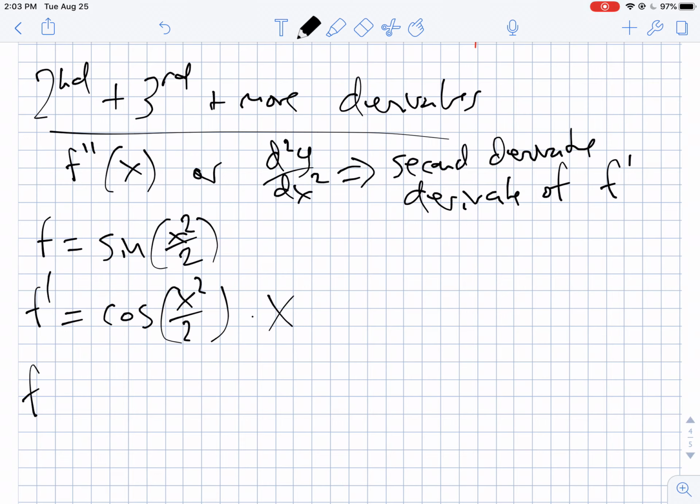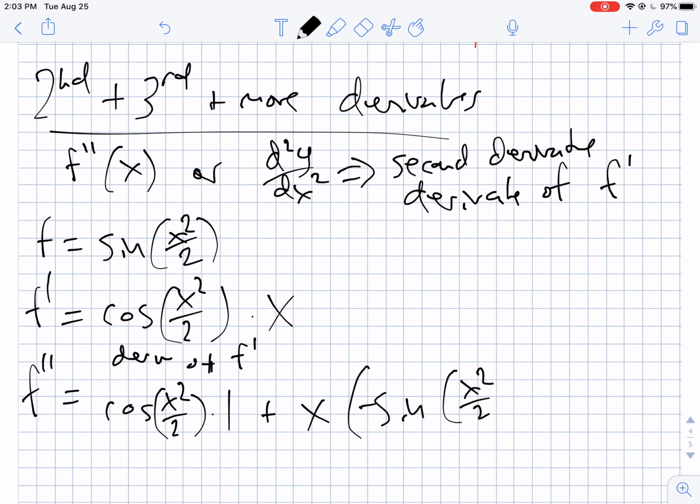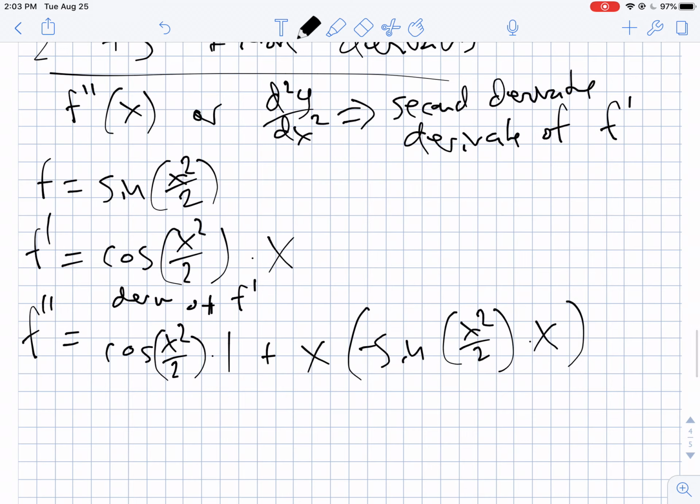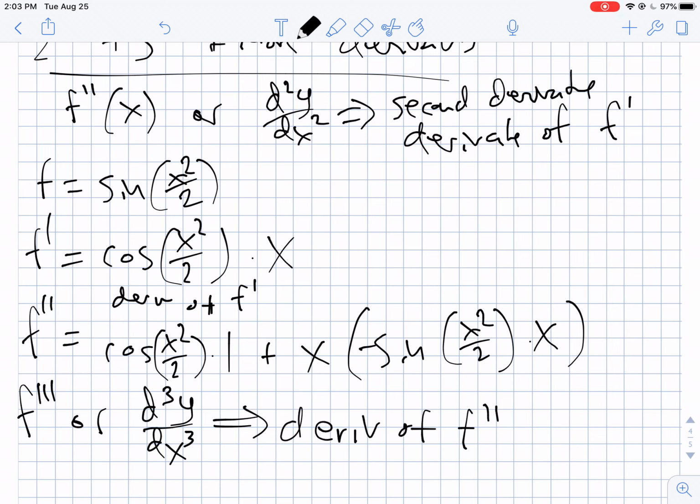Now if you want to get to the second derivative, again, that's the derivative of f prime. Looks like I'm going to have to use the product rule here. So that'll be first times derivative of the second plus the second times derivative of the first. So negative sine of x squared over 2 times x. Okay, and you can see that this is going to get out of hand in a hurry. If you wanted to take it a step further, the third derivative, which sometimes you'll see written as d cubed y dx cubed, it's a weird notation we'll talk more about later, would just be the derivative of the second derivative, so the derivative of f double prime. The fourth derivative would be the derivative of the third derivative. The 10th derivative is the derivative of the 9th. Okay, so those are some higher order derivatives.